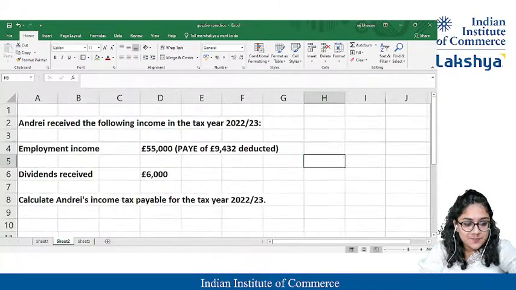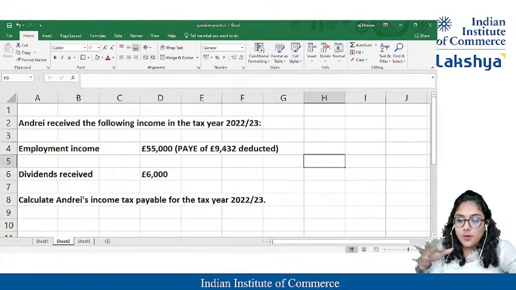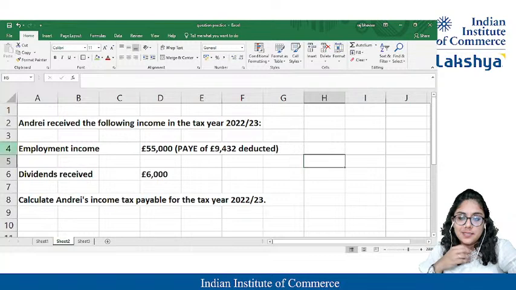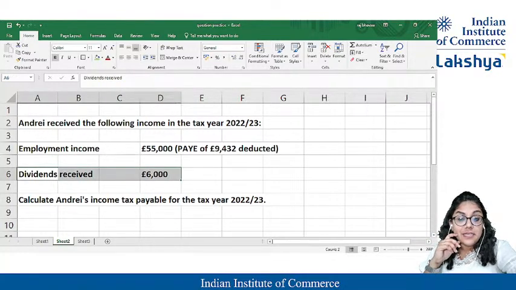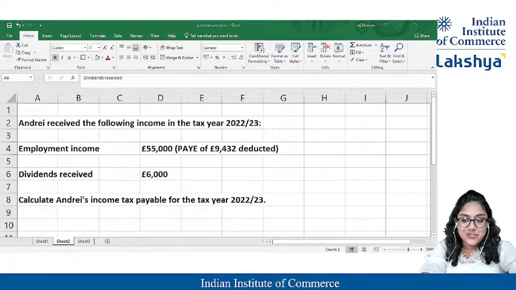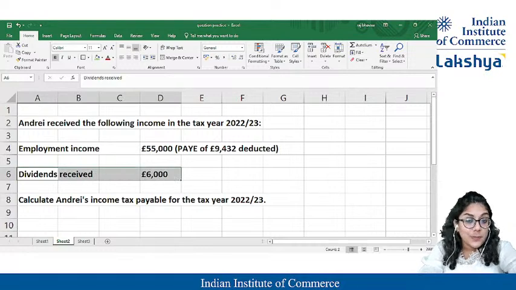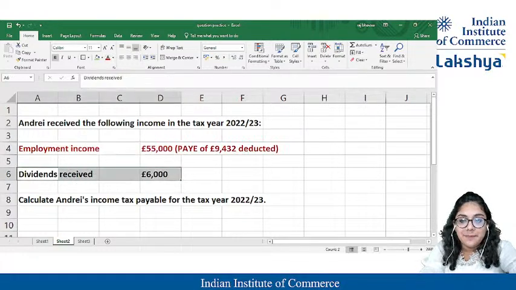Okay. So Andre received the following income for the year ended on this. Employment income is 55,000. The tax is already deducted 9,432, and she is receiving some dividend income also. So we are supposed to calculate what is the tax which is going to be applicable on that individual. Again, there are two incomes. Over here it's a non-saving income. Over here it's a dividend income.